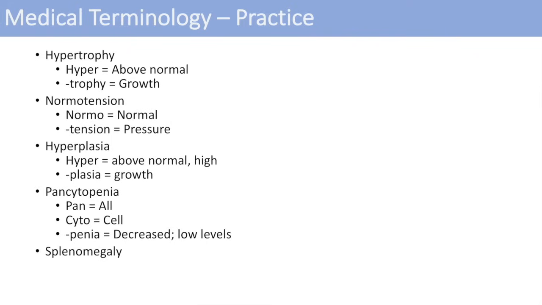And the last one is splenomegaly. Spleno just means spleen, and megaly just means enlarged. So all that means is an enlarged spleen. Once you break it down, guys, it makes it really easy.